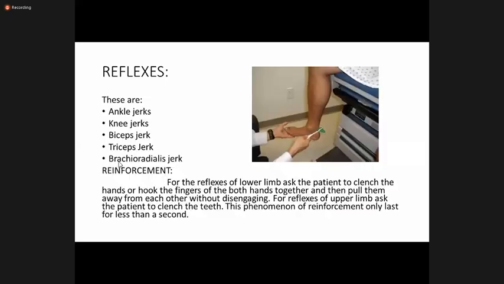So these are the methods. If you want to check the deep tendon reflexes, they are the ankle jerk, knee jerk, biceps jerk, triceps jerk and brachioradial jerk. For reinforcement of the reflexes of the lower limb, ask the patient to clench the hands or hook the fingers of both hands together and then pull them away from each other without disengaging. For reflexes of the upper limb, ask the patient to clench the teeth. This phenomenon of reinforcement only lasts for less than a second. Mostly we are not performing this in children, but you must know about it.